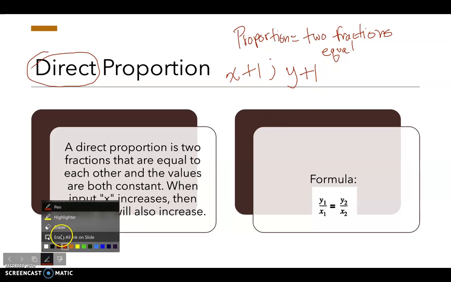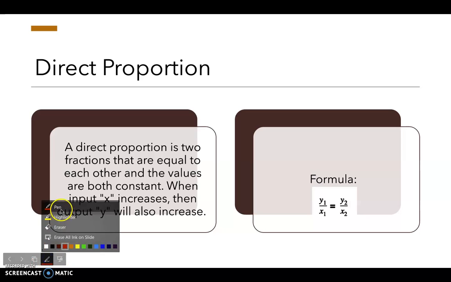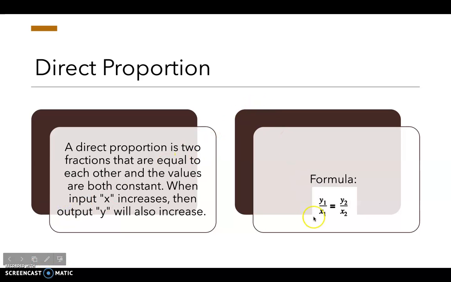Okay? So now let's take a look at the right side over here, where we have the formula that's given. In a given word problem, they might give you y1, x1, and x2, but not y2, or vice versa. So you can construct a proportion from that by using this formula: y1 over x1 equals y2 over x2.